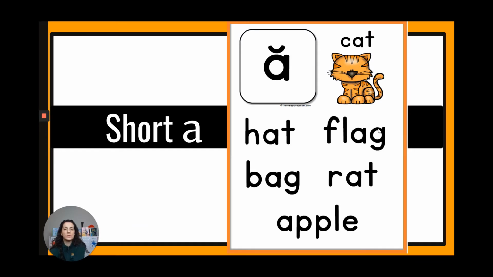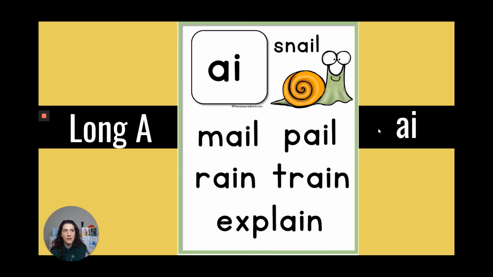So let's just start with the short A. Just to remember, short A sounds like A, as in cat, hat, flag, bag, rat, and apple. It all has the A sound. That's the short A. Now the long A we discussed a few weeks ago. You can make that long A sound when you're spelling in about 6 or 7 different ways. This way, with A-I makes the long A sound. So we have snail, mail, pale, rain, train, and explain.